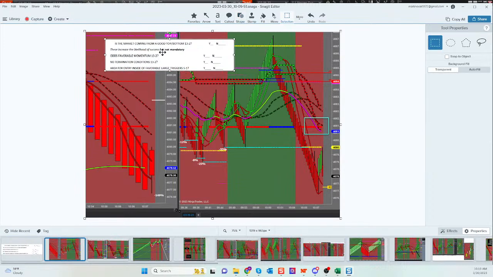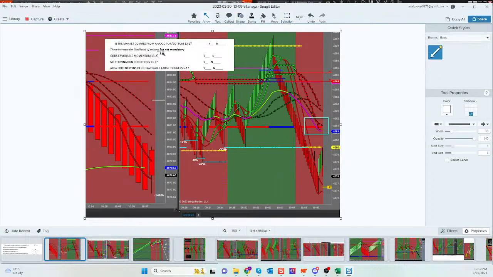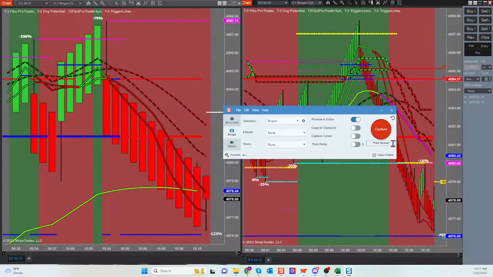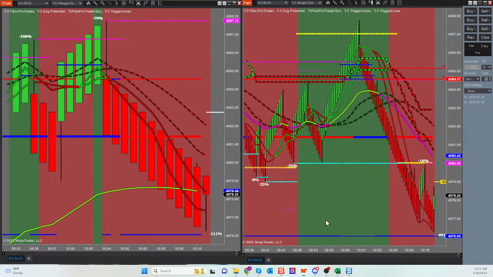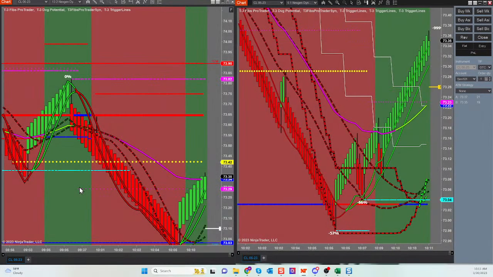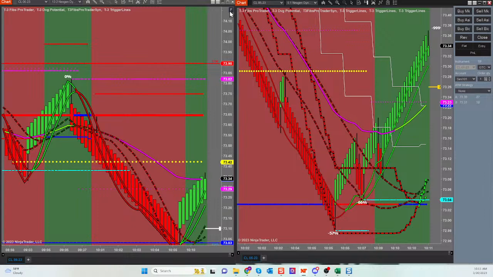Guys, I'm going to put that same checklist that I gave you onto the chart. Did we have a termination condition that created a full reversal? Do you guys remember all those divergences at the top? That's a yes. Odds favorable? Yes. No termination conditions on the 13-2? It's a 50-50. We have to recognize that. Area for entry inside of favorable large triggers? Yes. Guys, this is a medium probability trade. And it hasn't made it back to the area yet. But you can run through that process each and every time when you think it's time to take a trade.